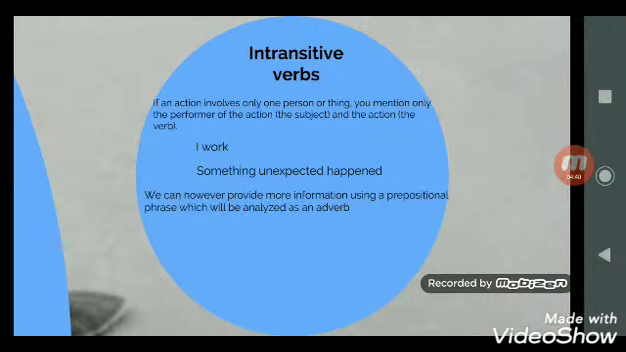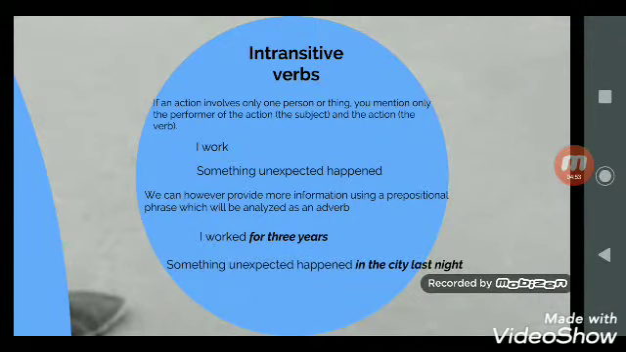However, there are some times where we can add some more information using adverbs. So, I worked for 3 years. Then we have an adverb phrase of time. Or something unexpected happened in the city last night. So, in this last example, we have added in the city of place and last night of time.